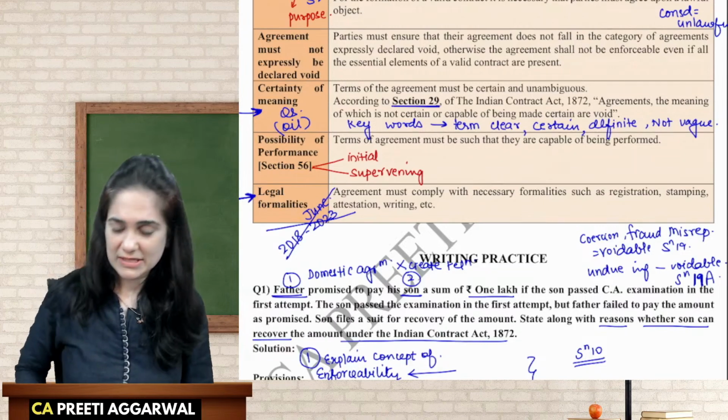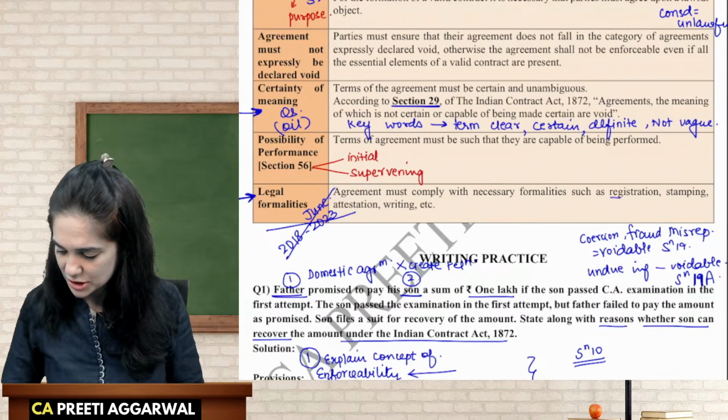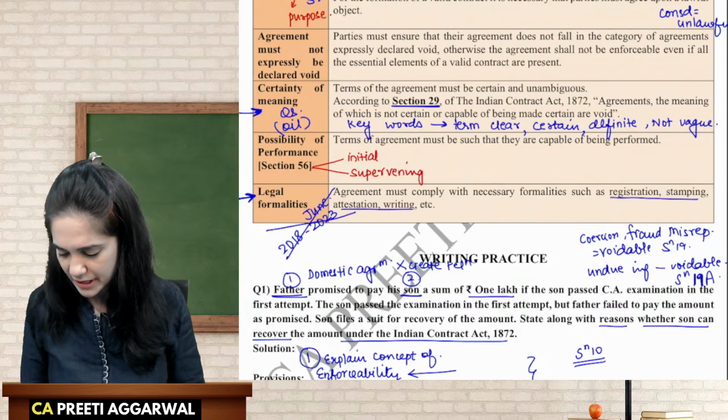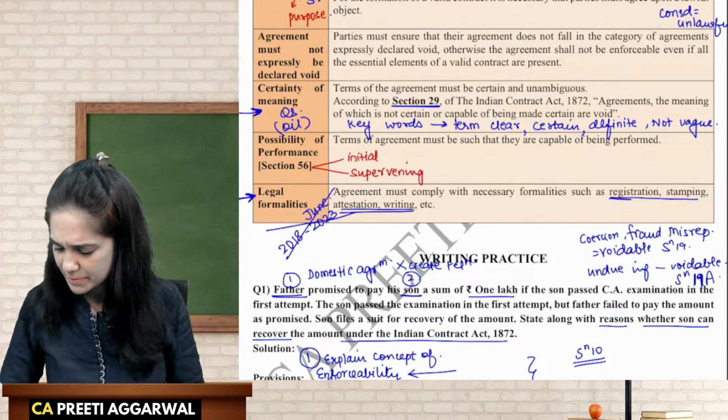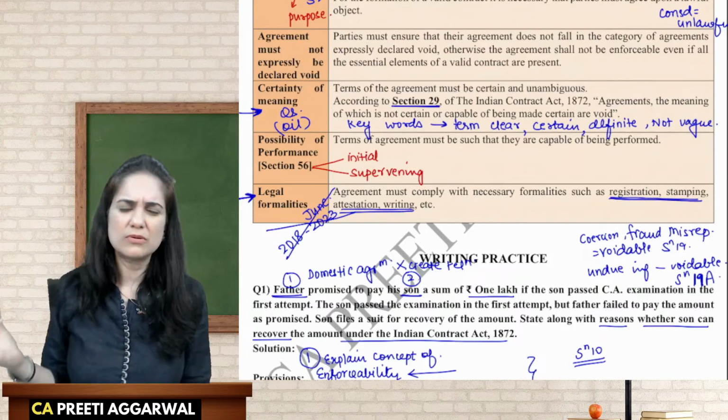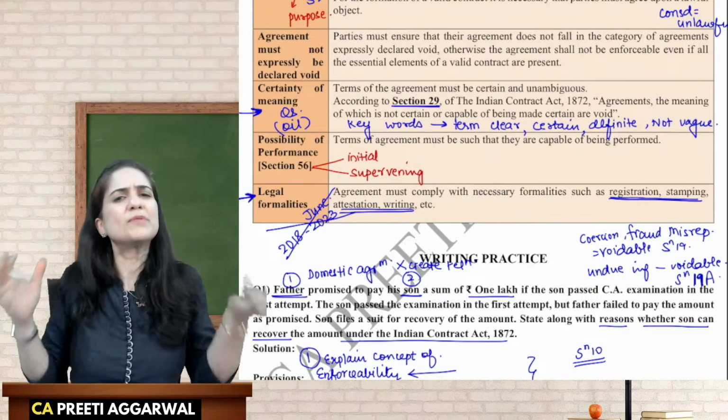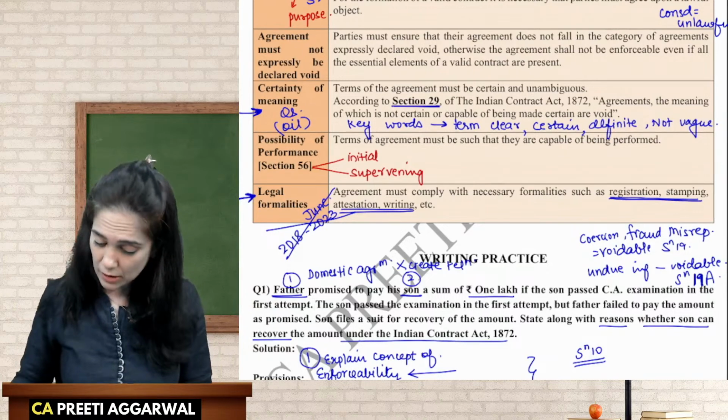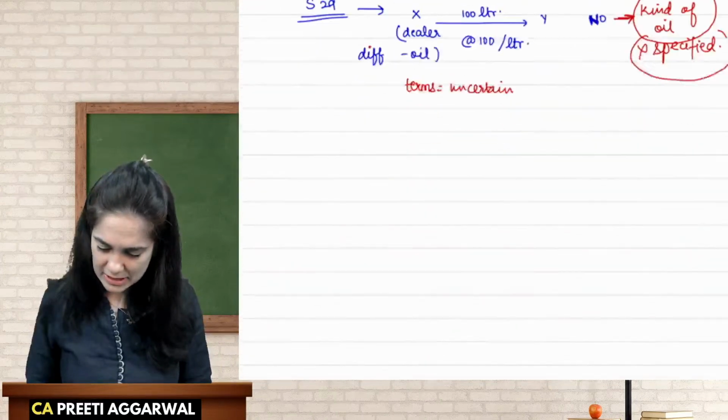Legal formalities, yes. Legal formalities like registration, stamping, attestation, writing. See, if law specifies, then you need to comply with this. अगर कुछ भी नहीं लिखा, अपनी मर्जी से contract करो. Now, you tell me, and let's see if that is a correct answer.